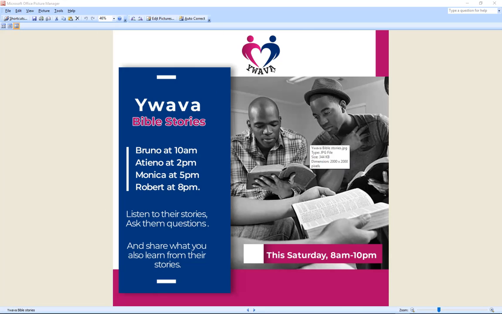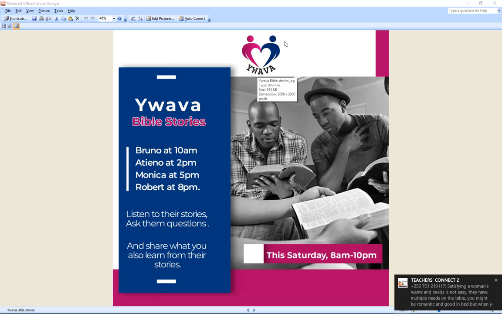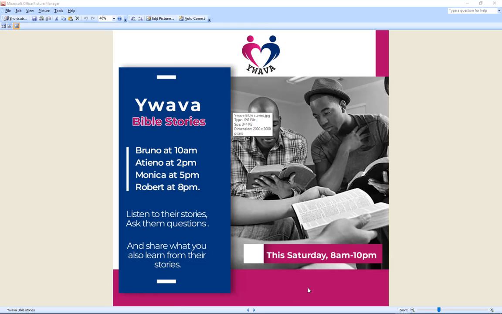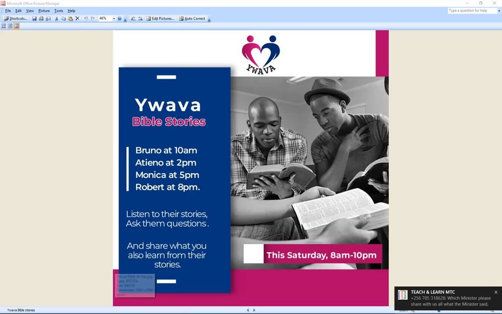So when you look at the artwork, I have an area where I've placed the logo. I have an area where I've placed this shape. I have an area where I place the picture. I have an area where I placed this other shape with the text. I have another area where I placed another shape.